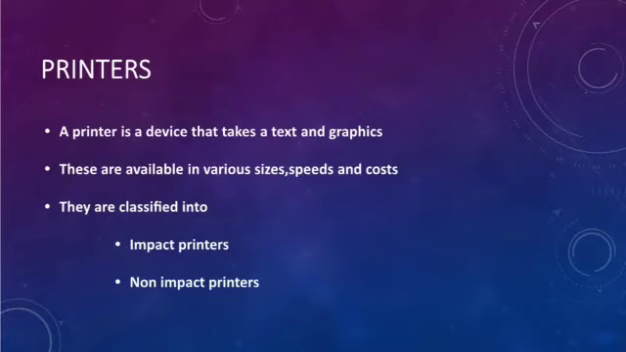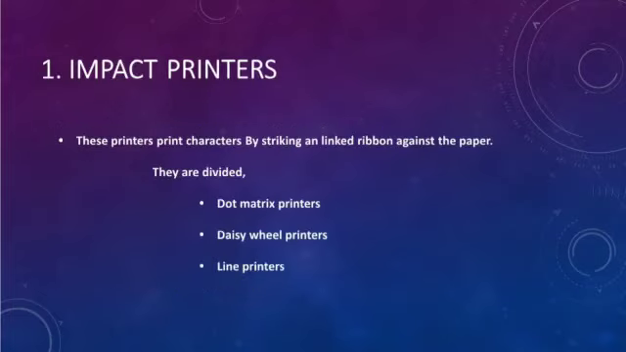We can go for the first one, impact printers. These printers print characters by striking an inked ribbon against the paper. So, these are dot matrix printers, daisy wheel printers, line printers. The first one is dot matrix printer.